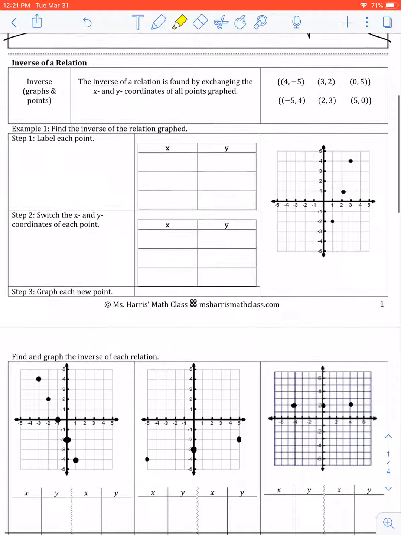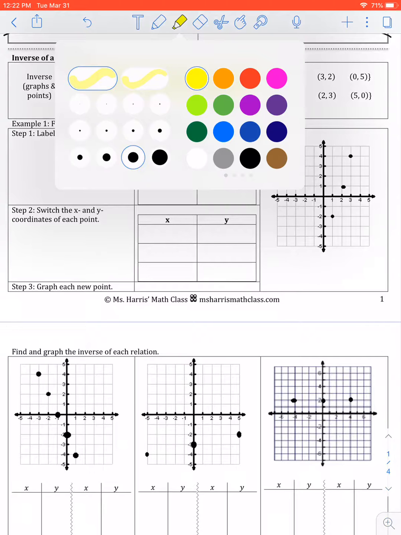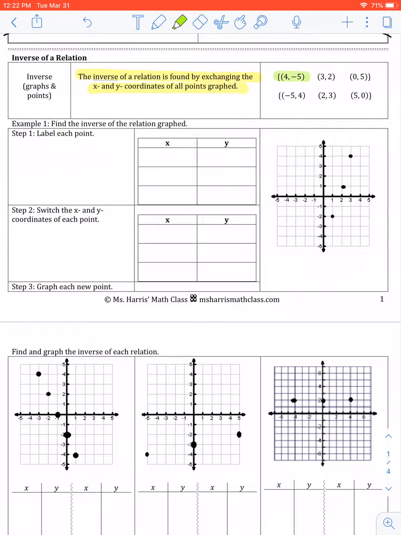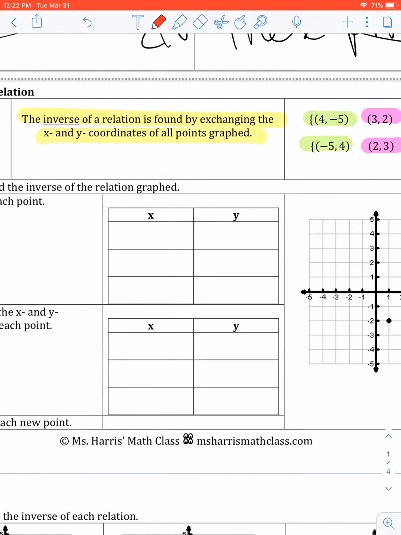Next, let's talk about the inverse of a relation. The inverse of a relation is found by exchanging the x and the y coordinates of all points graphed. So if I was referring to the point (-4, 5), (5, -4) would be its inverse coordinate. If I was referring to the point (3, 2), its inverse coordinate is just switching the x and the y. If I was referring to the point (0, 5), its inverse coordinate would be (5, 0). You just exchange the x and the y coordinates.